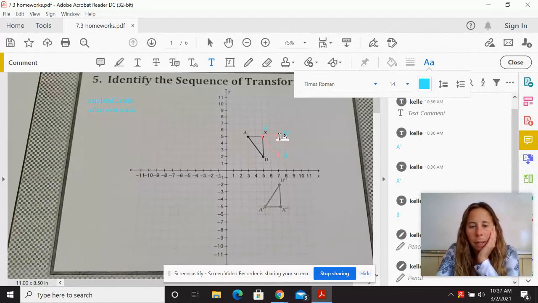X right now is 5 away, so it needs to be 5 away from the x-axis. It is at -5, so it is. And then A is also 5 away, so A also needs to be 5 away.